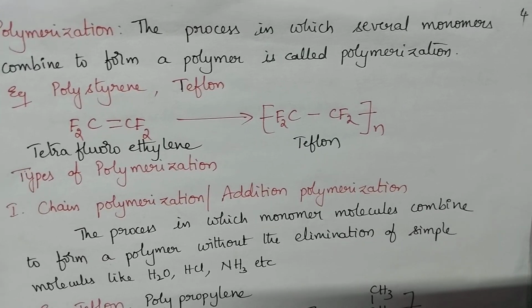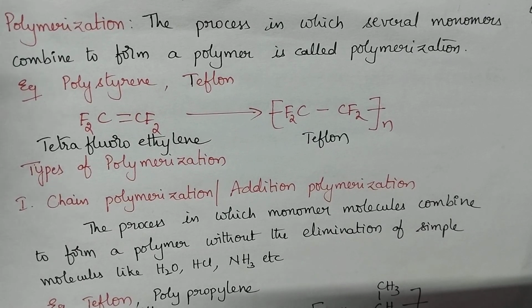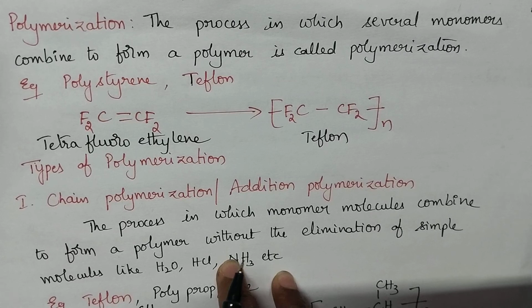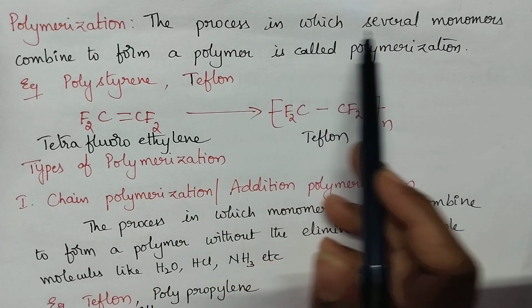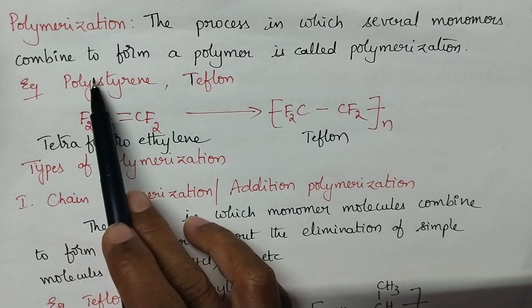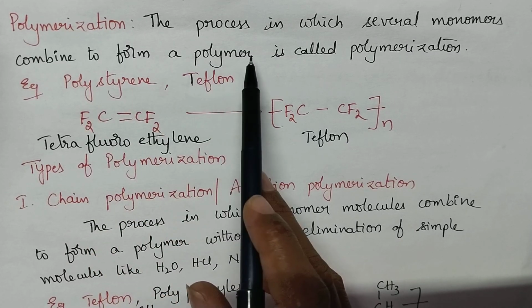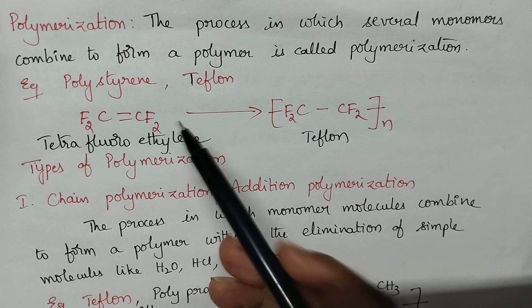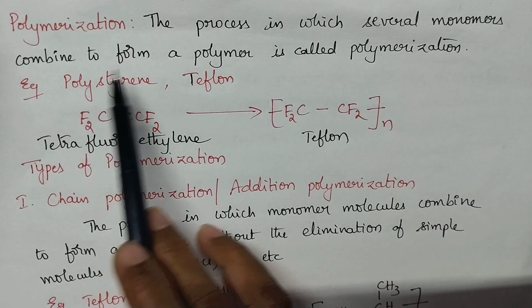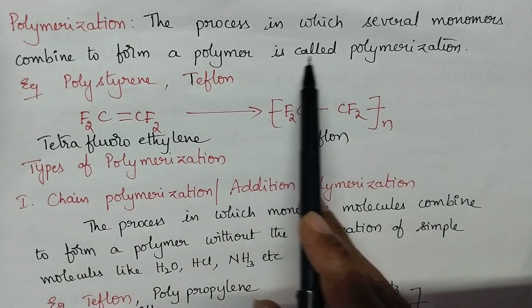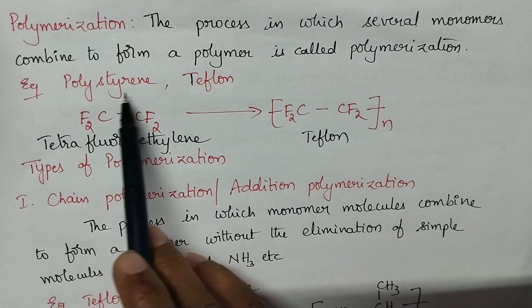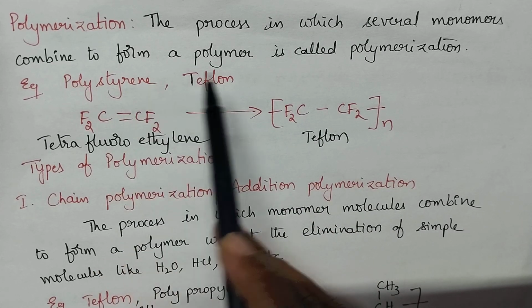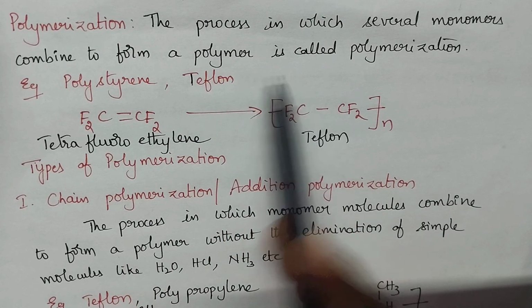Let us discuss polymerization. Polymerization can be defined as the process in which several monomers combine to form a polymer. So the process by which monomers combine to form a polymer is called polymerization. Good examples include polyester, polystyrene, Teflon, bakelite, etc.